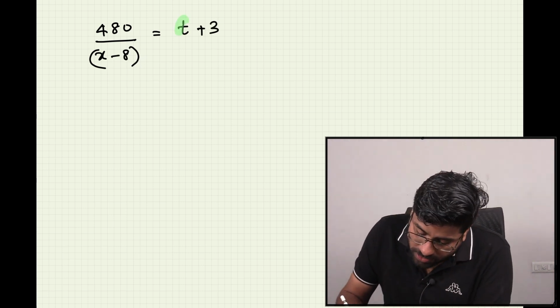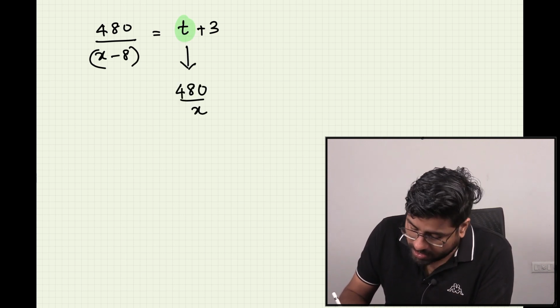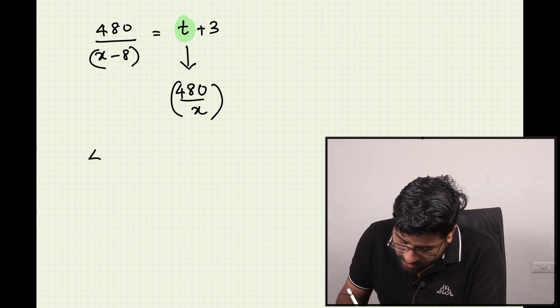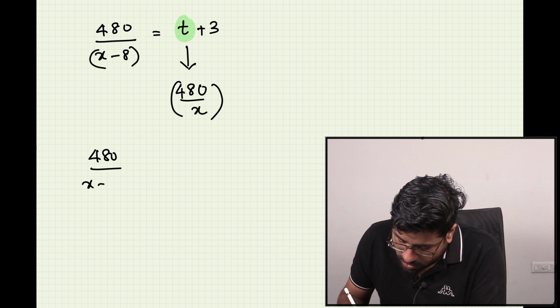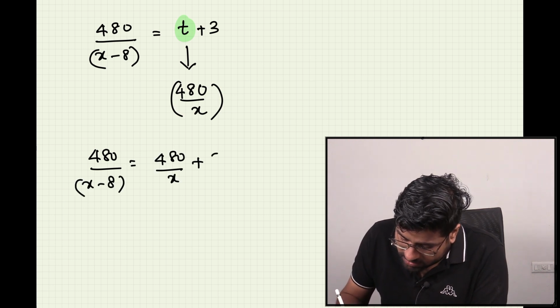And I know that I can replace this t with what? With 480 divided by x. I can replace that t with 480 divided by x. Now let's replace that, and what is going to be my new equation? 480 divided by x minus 8 is equal to 480 by x plus 3.